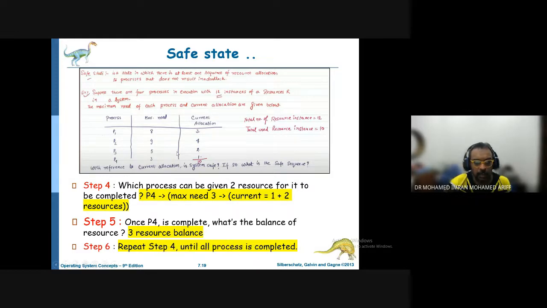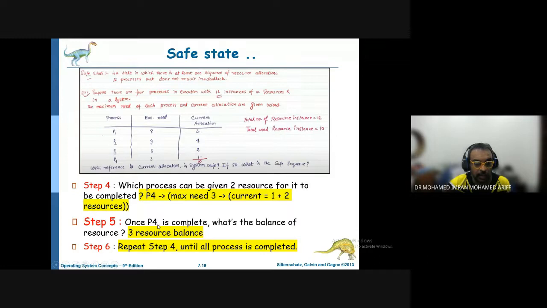So the balance at the moment is 2, because we have given 10, so a balance of 2. So the question is which process the 2 should be given to. So step 4: which process can be given 2 more resources for it to be completed? So you go one by one. So cukup. We find out that P4, if you give another 2, it will be completed. So once it's complete, baki dia ialah 3. Kenapa baki dia 3? Sebab it's using 3, so it releases 3. Once it dah guna, dia akan release, so the balance resource is 3.